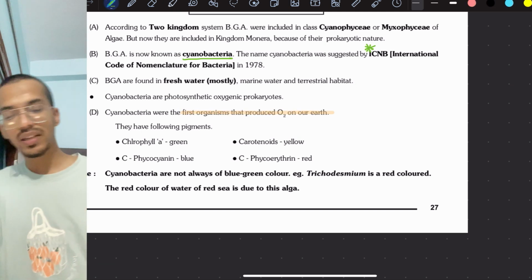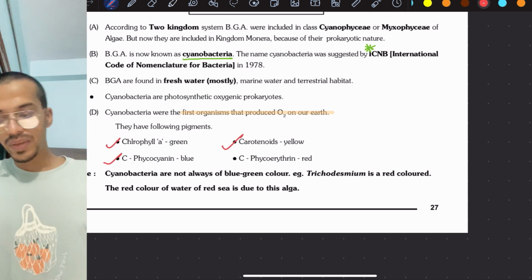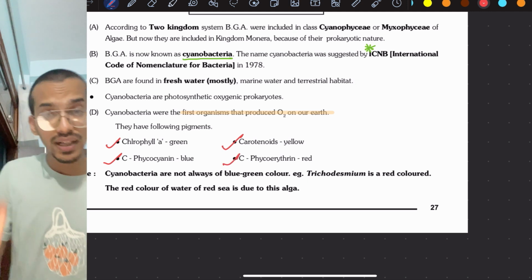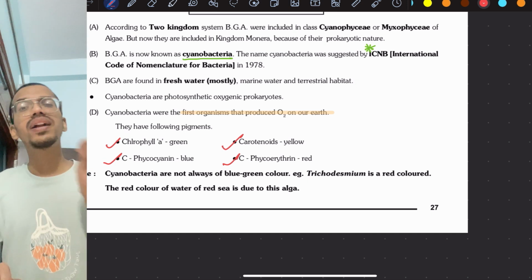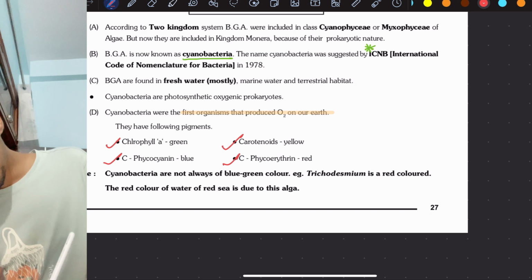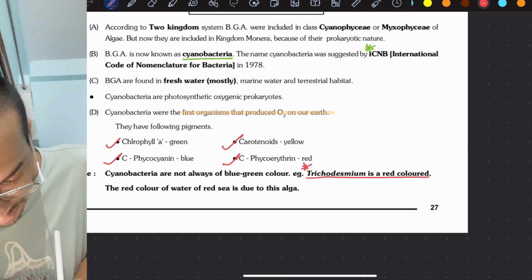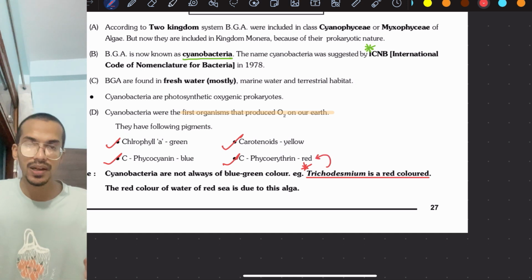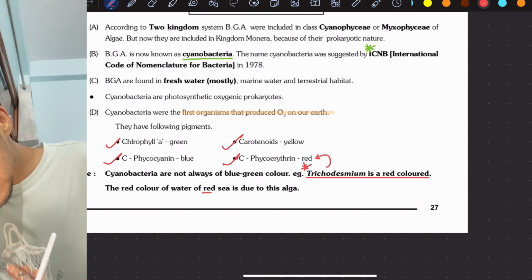And they have what? They have chlorophyll A, carotenoids, phycocyanin (cyanin is for the blue), and phycoerythrin (erythrin means red color) present in them. And if the red color is present, it means they are not essentially always blue-green algae. They could be red in color, and one such example is Trichodesmium. Trichodesmium is red in color because of the presence of a high amount of phycoerythrin pigments, and it makes the Red Sea red in color.